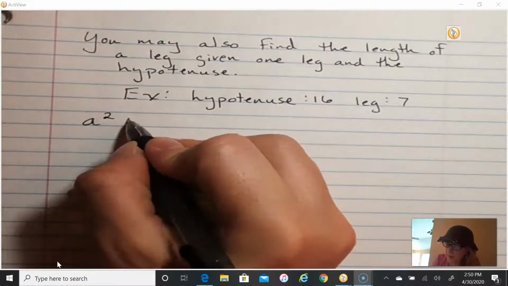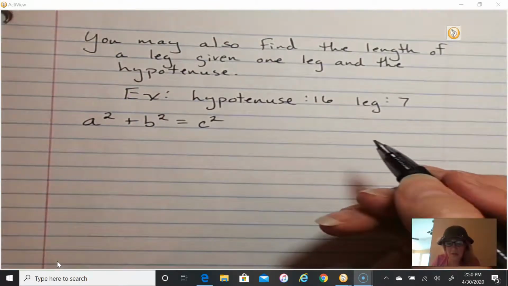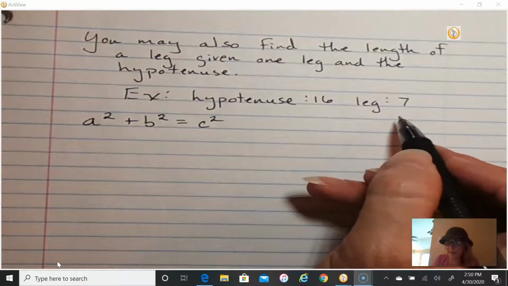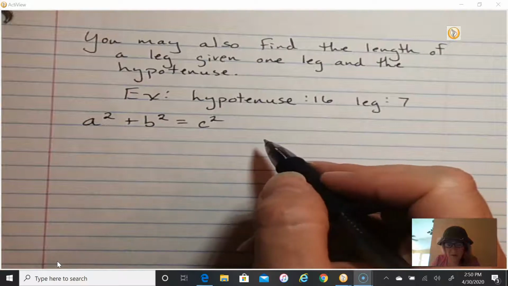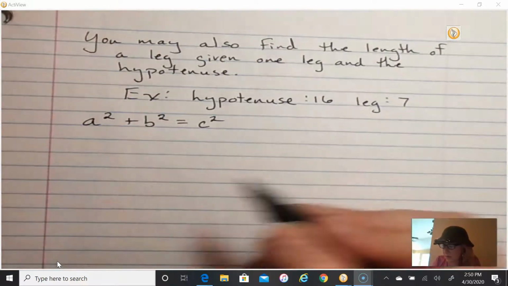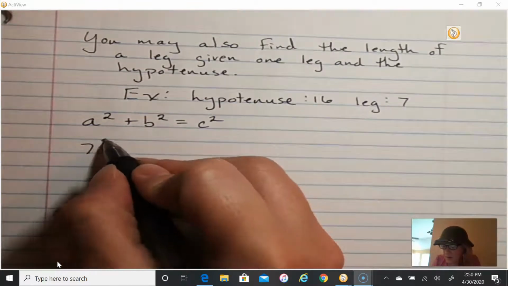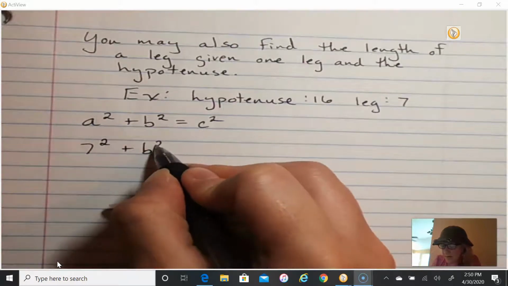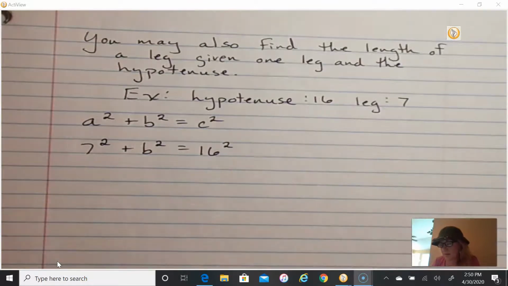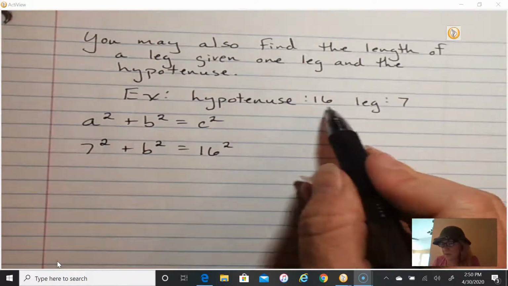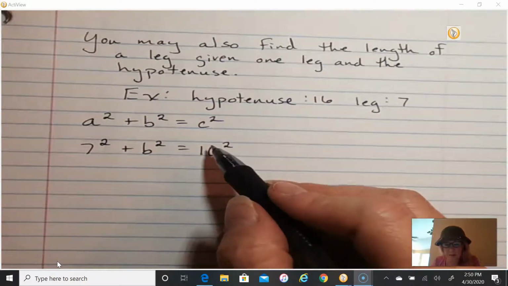Okay? Simple. Write down your formula, a squared plus b squared equals c squared. Fill in the blanks. One leg is 7. I don't know which leg it is. It doesn't matter. We'll just put it for A. And this is left blank because we don't know what it is, but the hypotenuse is 16 squared. See, the hypotenuse is 16, so I'm putting it in place of the C. Remember, C is the hypotenuse.